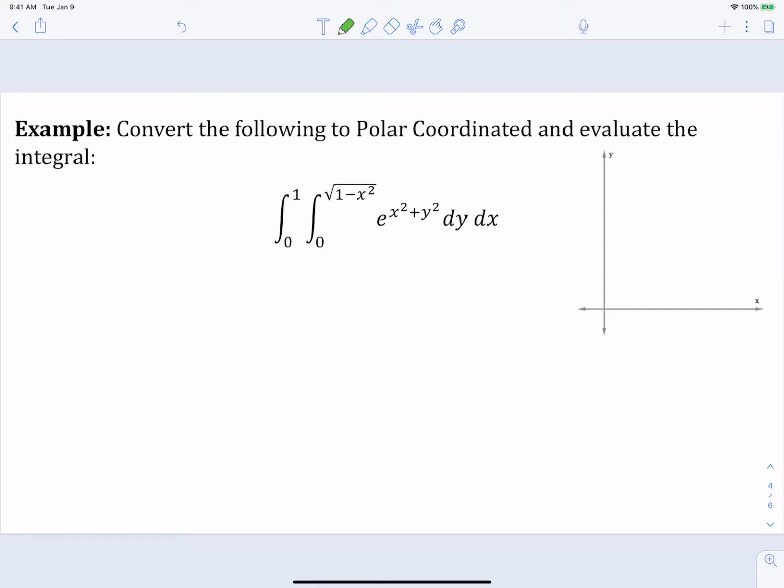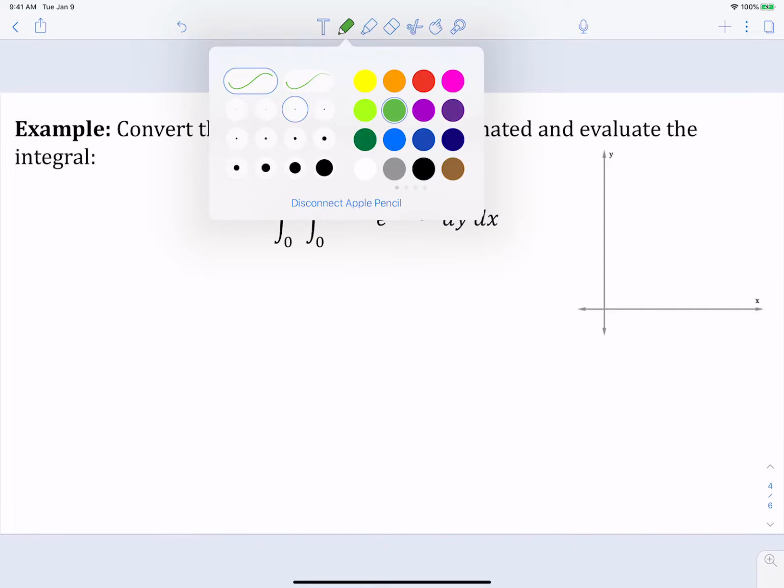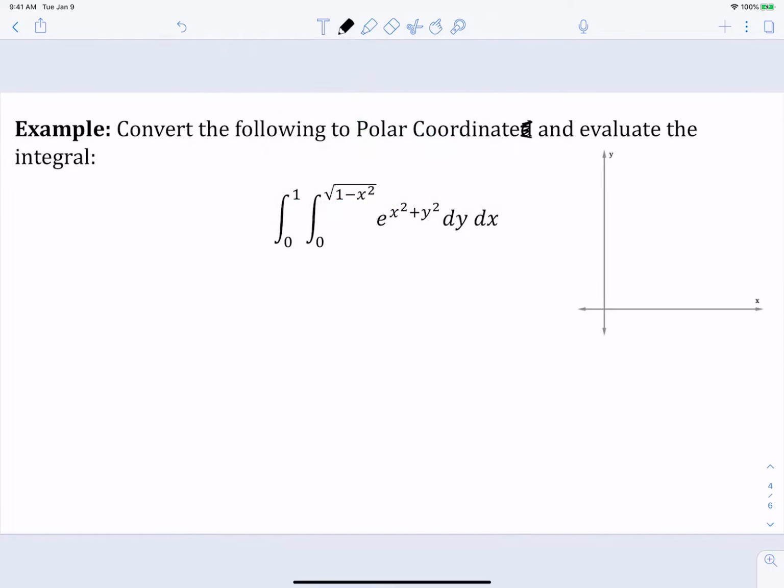Okay, so let's convert the following to polar coordinates and evaluate the integral. One of the first things that I do with this is sketch the region that they want me to integrate over. Because the outside differential is dx, that's telling me my outside limits of integration are going from 0 to 1 for x. So let's maybe put that right there. And then for y, we're starting at 0, and then we're going to the square root of 1 minus x squared. So what is that? Square root of 1 minus x squared.